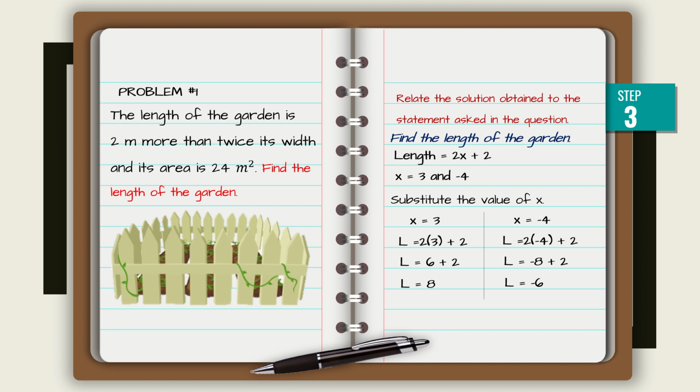Remember that there is no such thing as length in a negative form. So, wala naman tayong negative value na length. So, meaning to say negative 6 is not correct in this problem. So, therefore, the length of the garden is 8 meters.